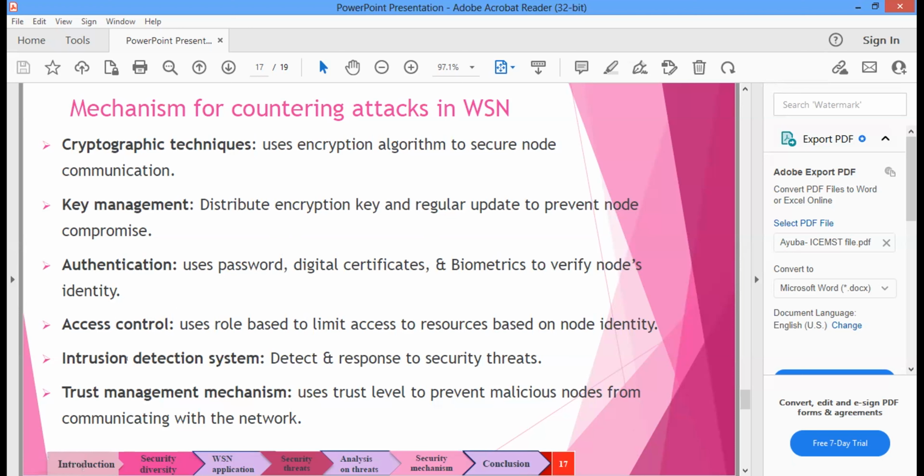At the same time, we have the intrusion detection system, which is the main focus of this work. An intrusion detection system is able to identify an intruder in the network, or an attack that is initiated within the network, in order to alert the network administrator to take a predefined action. Also, we have the trust management mechanism, which can be used based on the trust level to prevent any malicious attack on the network.